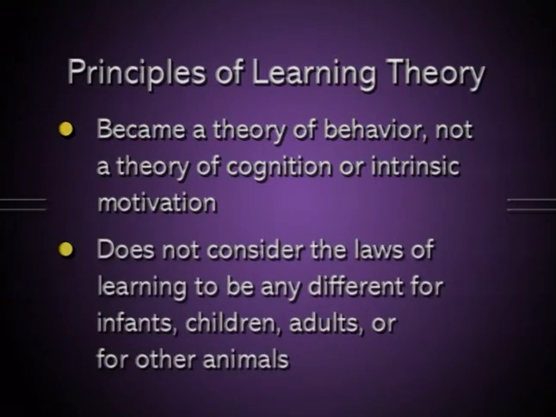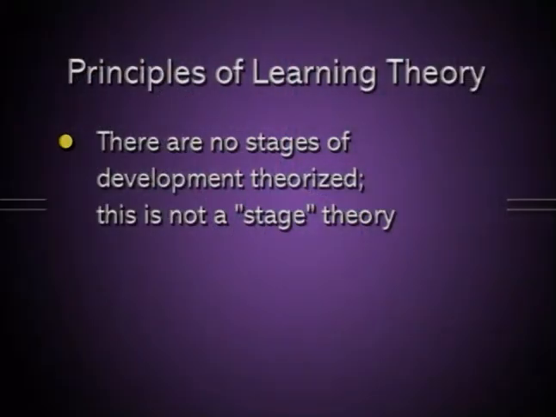Also, learning theory does not consider the laws of learning to be any different for infants or children or adults or indeed for other animals. So the same principles seem to apply to all organisms, even across species. There are no stages of development that are theorized. This is not a stage theory.